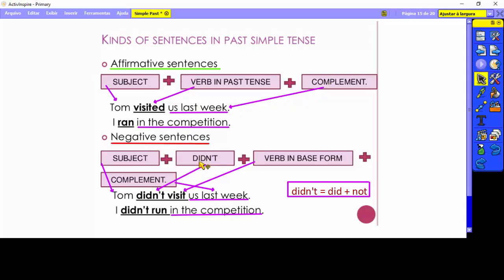Negative sentences. Subject, the auxiliary did plus not, like here. Didn't equals did plus not. Verb in the base form and complement. So Tom, subject, didn't, the auxiliary plus not, visit, verb in the base form. All right, and us last week, complement. Pay attention. Affirmative sentence, you use the verb in the past. In the negative sentence, you use just the base form of the verb, because did not will turn the sentence to the past.